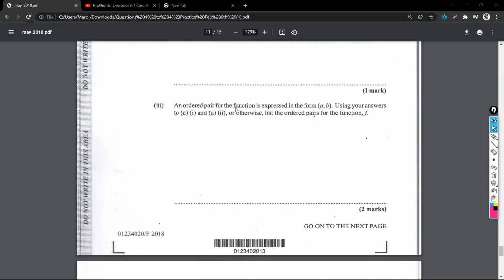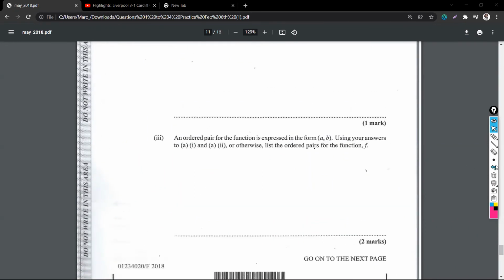So this one says: an ordered pair for the function expressed in the form (a, b), using your answers in part A and A prime or otherwise, list the ordered pairs for the function f. That one is a really bad question the way they say it.